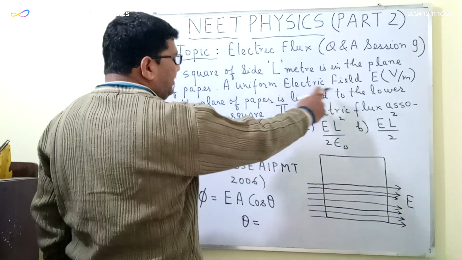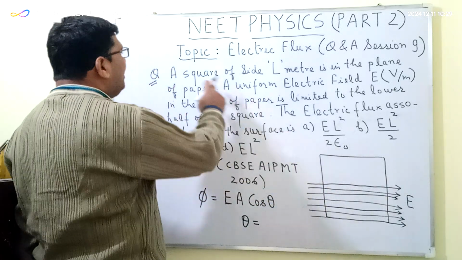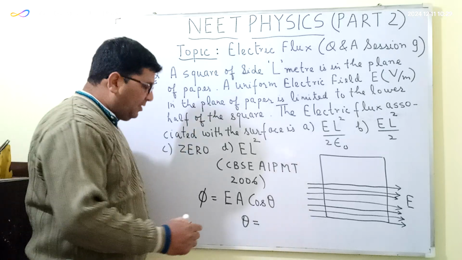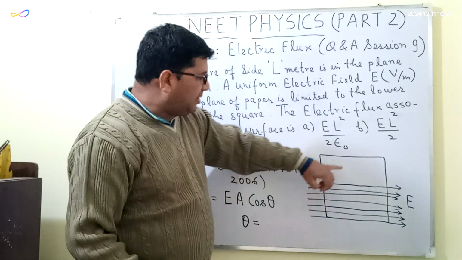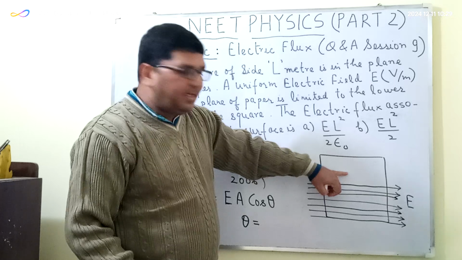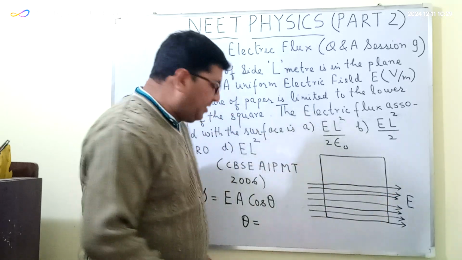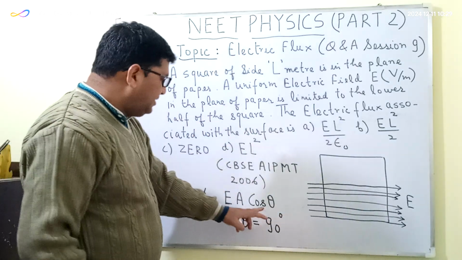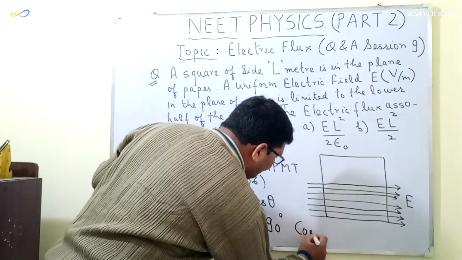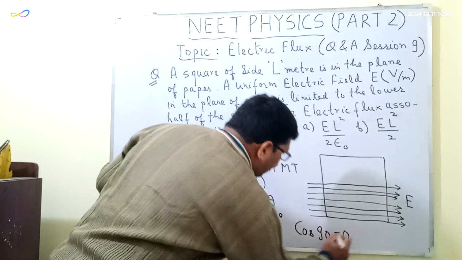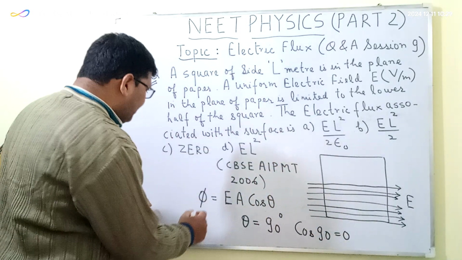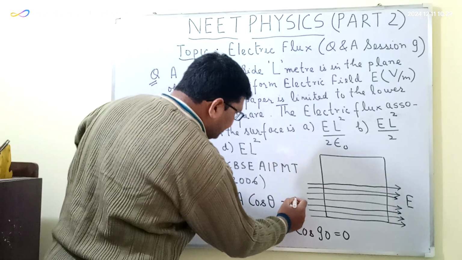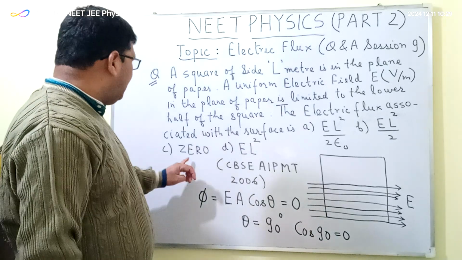the electric field is lying in the plane of the paper, and the square of this side L meter is also lying in the plane of the paper, therefore the angle between the normal to the surface of this square and the direction of the electric field will be equal to 90 degree. So if theta is equal to 90, then cos 90 will be equal to 0. So the electric flux, that is phi, this will be equal to 0 because cos 90 is equal to 0. So the correct option here is C.